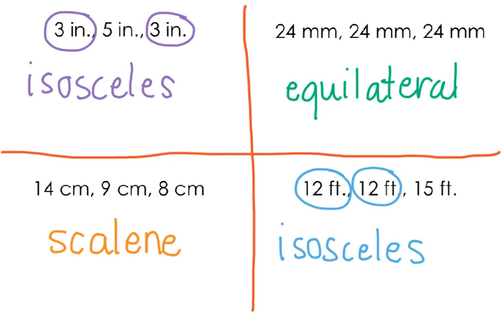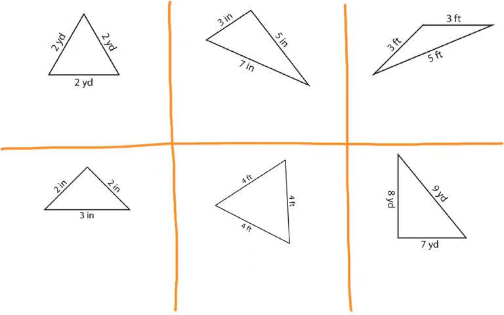All right, so you might see some problems like that. It's just recognizing side lengths and identifying how many are the same, or if there are none at all the same. The next type of problems you might see are where you actually have the triangle itself and all the side lengths are identified right on the triangle. So in this first one here, it has side lengths of 2 yards all the way around. So all three sides are equal. So this is an equilateral triangle. Equilateral.